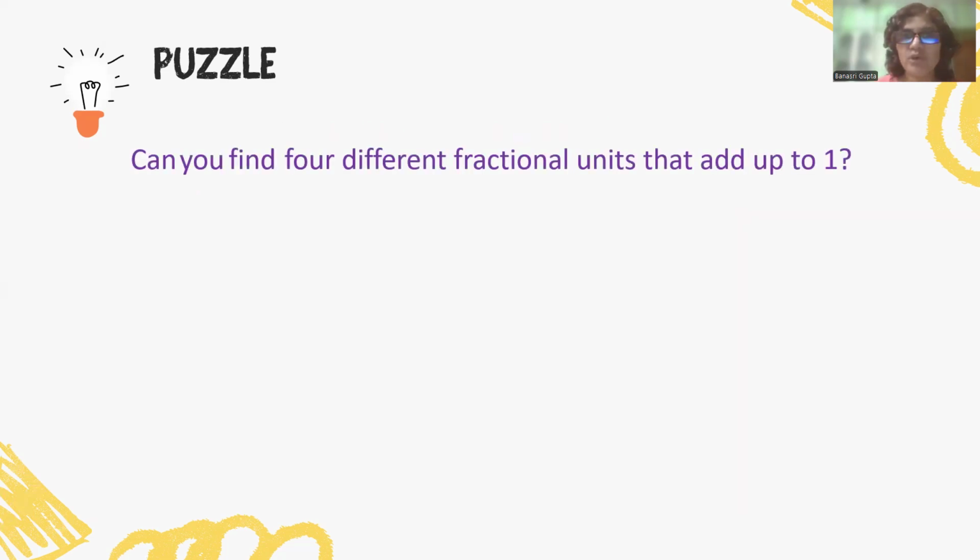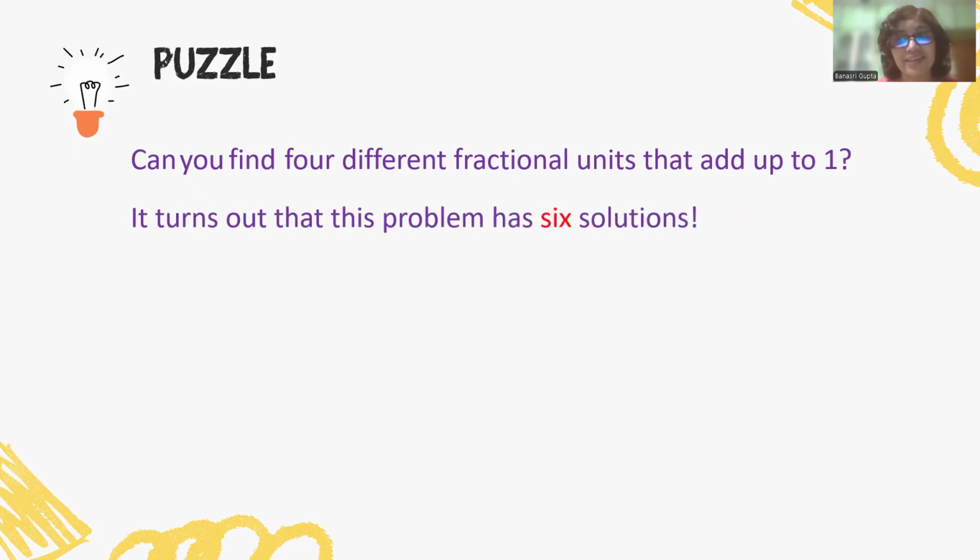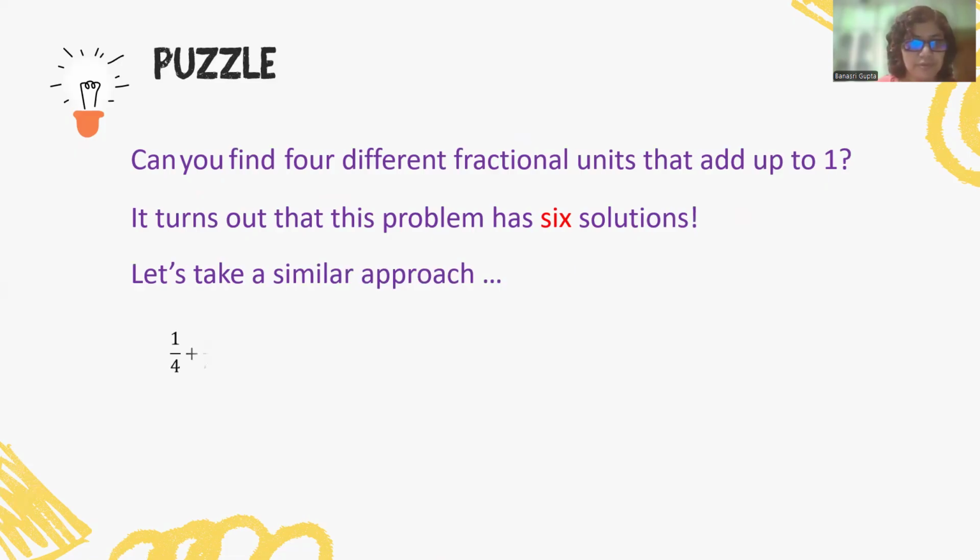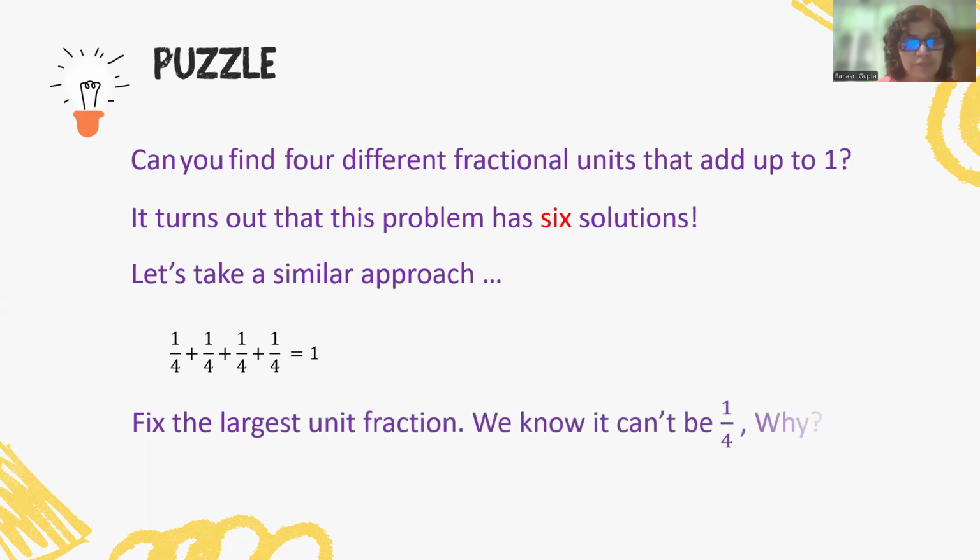Can you find 4 different fractional units that add up to 1? It turns out that this problem has 6 solutions. Let's take a similar approach as given in the last two problems. So we will add all these 1/4s and make it 1. Now let us fix the largest unit fraction.